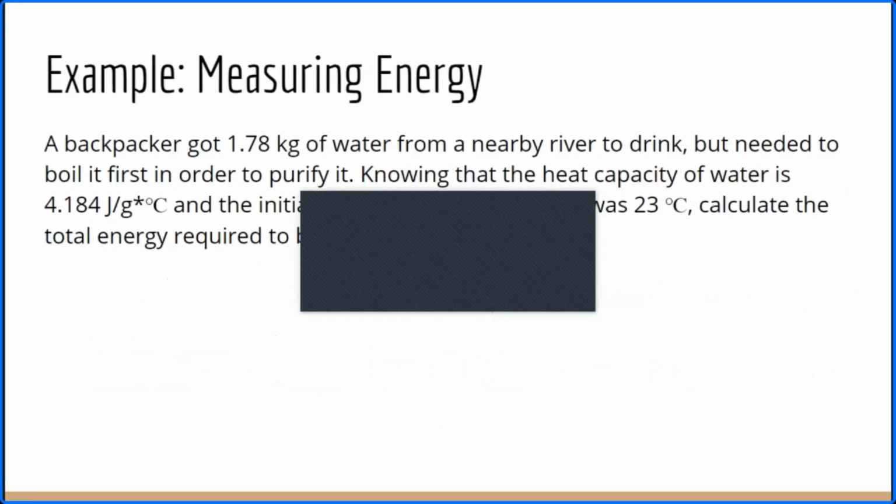We have an example here. It says a backpacker got 1.78 kilograms of water from a nearby river to drink, but needed to boil it first in order to purify it. Knowing that the heat capacity of water is 4.184 joules per gram degrees Celsius, and the initial temperature of the water was 23 degrees Celsius, calculate the total energy required to bring the water to boiling.